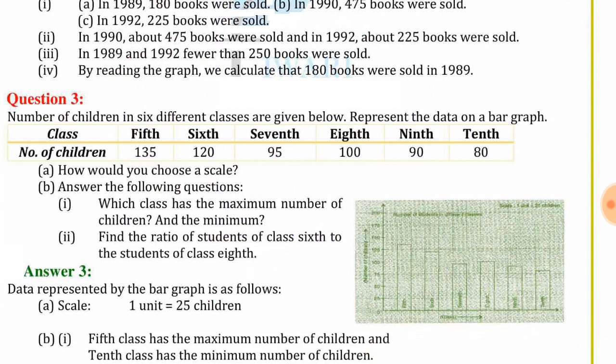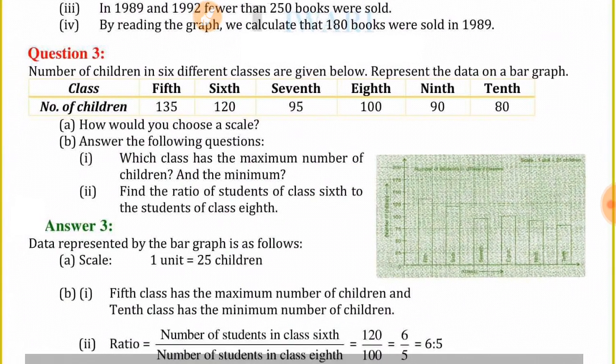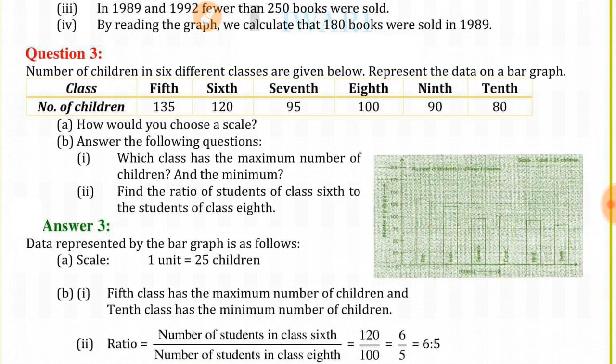So first question answer is: data represented by the bar graph is as follows, like this. Scale is 1 centimeter is equal to 25 children. Answer the following questions. Which class has the maximum number of children? So highest is which class? By the table itself you can see highest is in fifth. So fifth class has the maximum number of children, and minimum, which is the lower number, 80. It is in 10th standard.